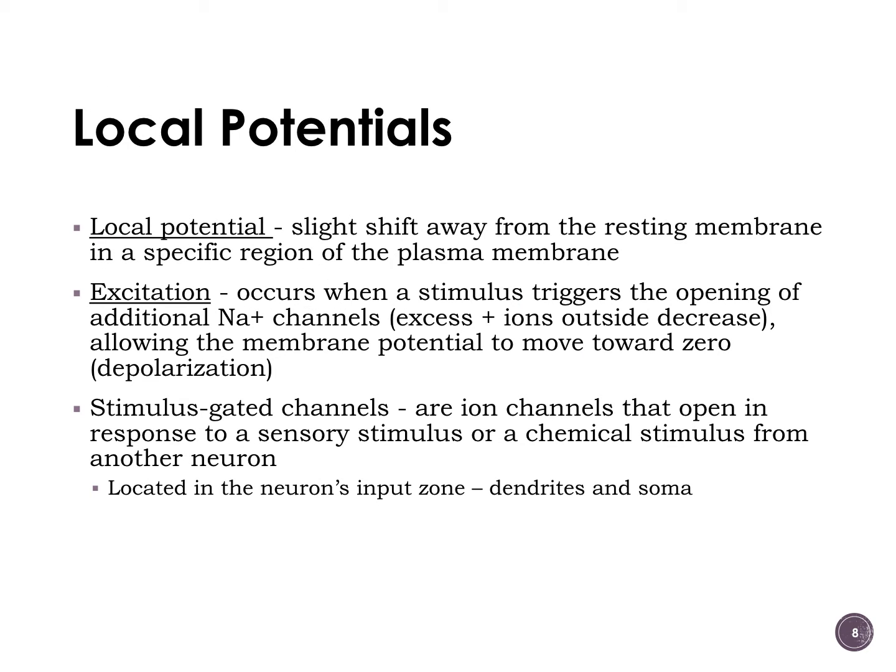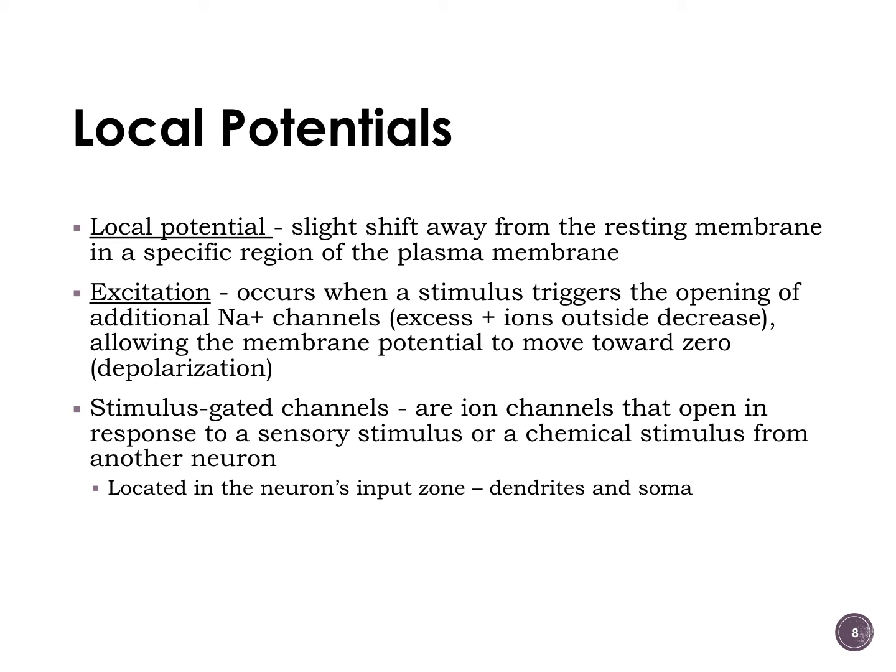Now, we can't talk about nerve depolarization without understanding local potential. This local potential is a shift away from the resting membrane potential, but only in a specific region of that plasma membrane, not the entirety of the plasma membrane. And we get excitation here that occurs when a stimulus triggers the opening of additional sodium channels, causing an excess of positive ions on the outside to decrease. So those sodium ions are now moving into the cell, allowing that potential to move towards the zero mark, which is called depolarization.